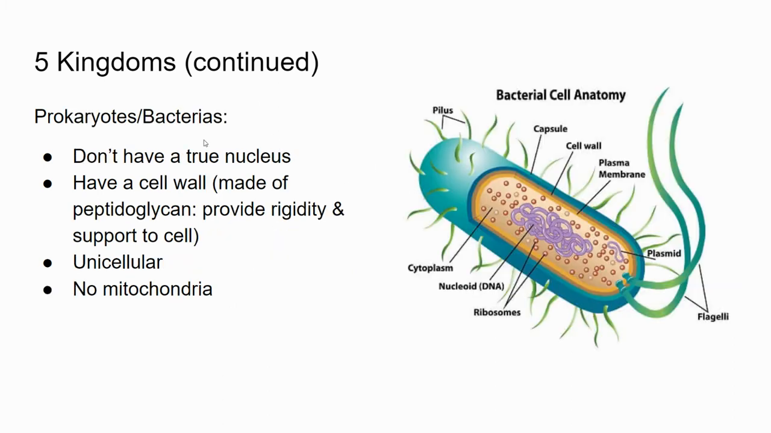Finally, we get on to our last kingdom, which is prokaryotes or bacteria, and they don't have a true nucleus, which separates them into a different domain than us. They have a cell wall, but not made of cellulose or chitin, but of peptidoglycan, and the function is the same. They are unicellular, and they don't have mitochondria because they don't use aerobic respiration a lot. Most of them use anaerobic respiration, and also because they don't have mitochondria, aerobic respiration happens in the cytoplasm directly.